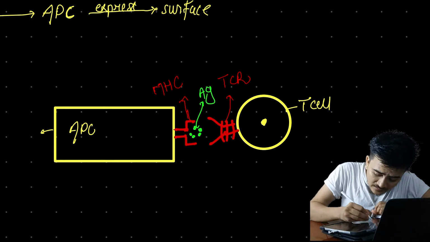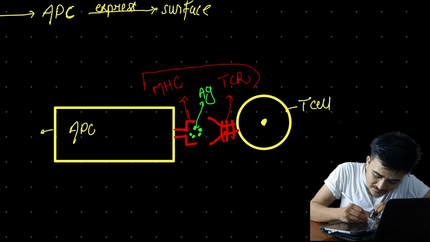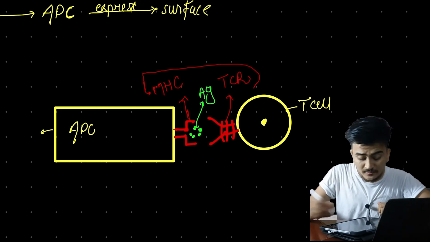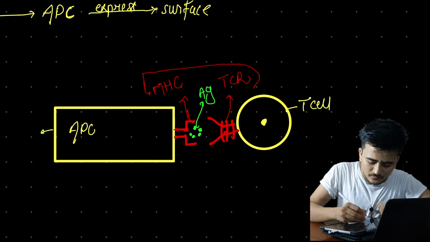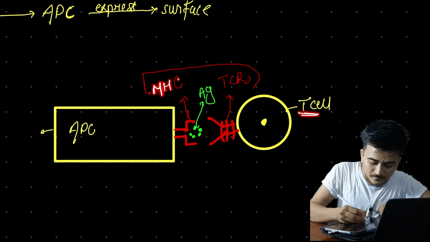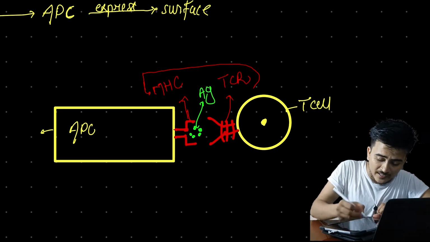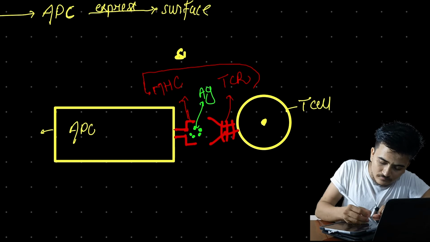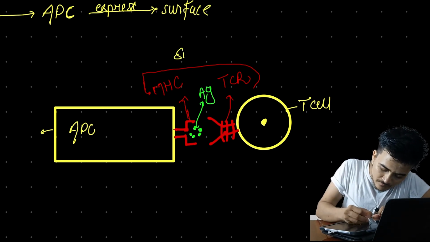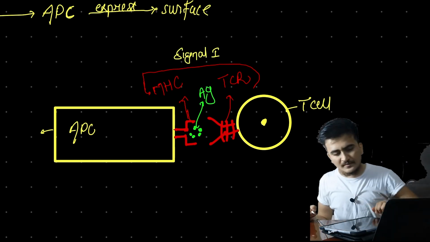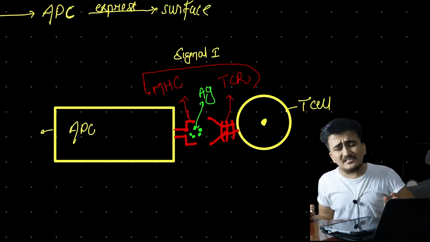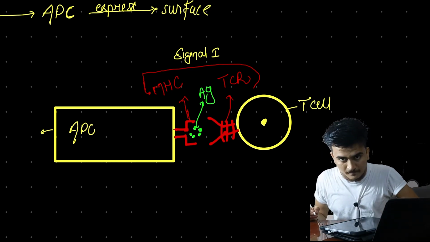Now the signal that is sent to the T cell for its activation, or we can say the signal that the T cell receives while there is an interaction between MHC, antigen and TCR, this signal is known as signal 1. What I said? Signal 1. For a T cell to activate, only signal 1 is not sufficient.